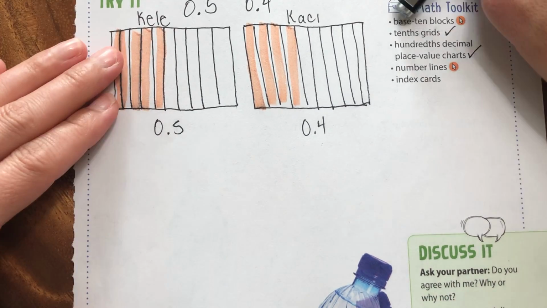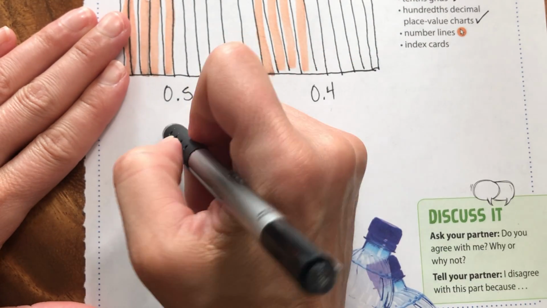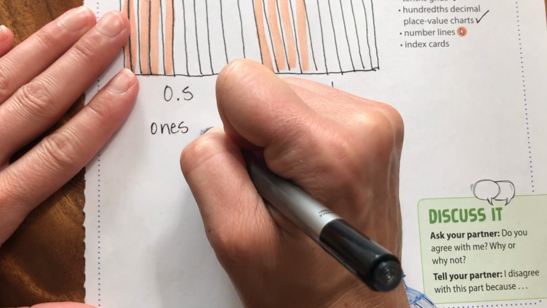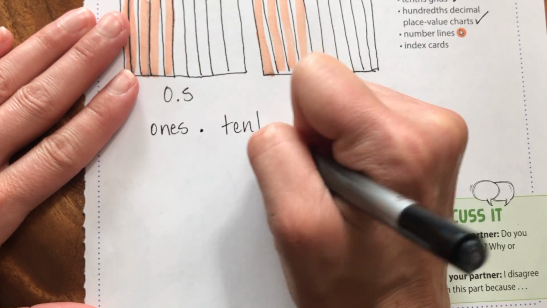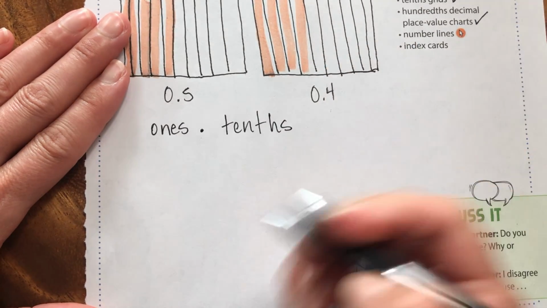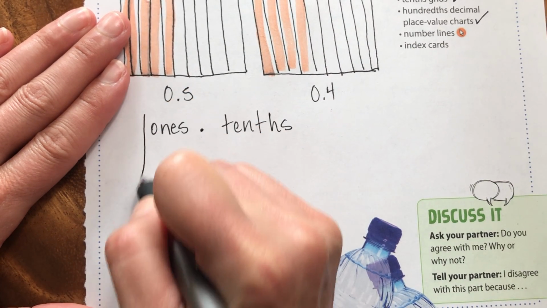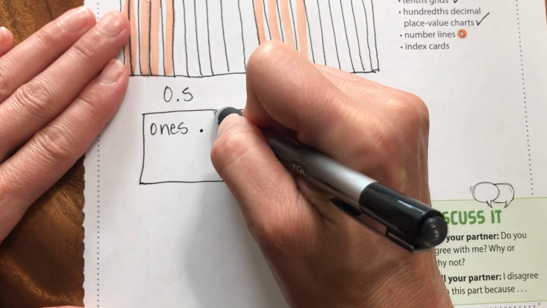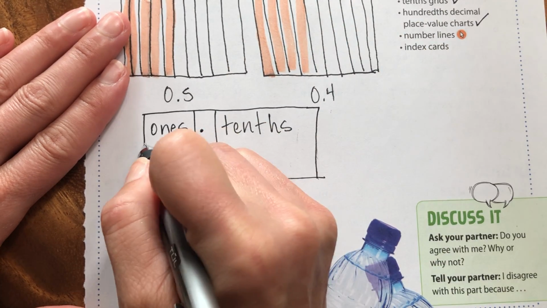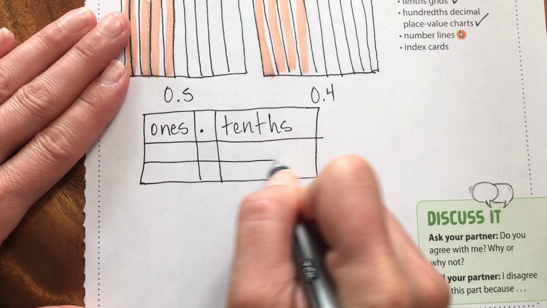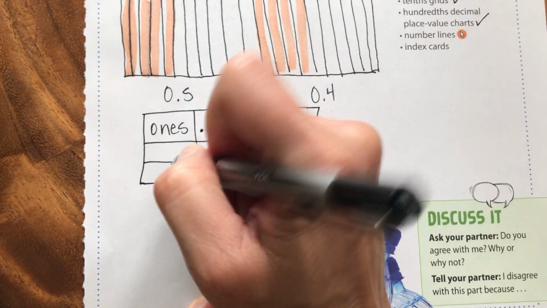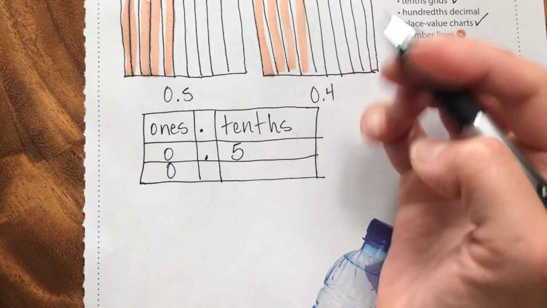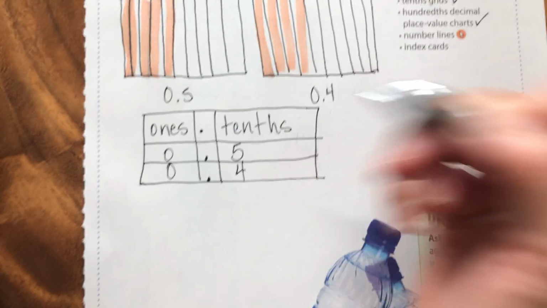Now, I really like and prefer to use place value charts or number lines, so I'm going to show you the place value chart method that we went over in our previous lessons. So we're going to have the ones place, the decimal, and we just need the tenths place for this one right here. So I'm going to make my little place value chart, and then my first number is going to be the 5/10 for Kelly and the 4/10 for Casey.